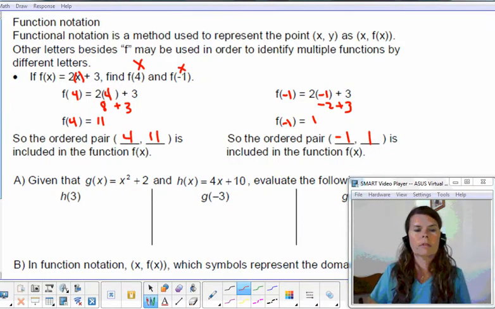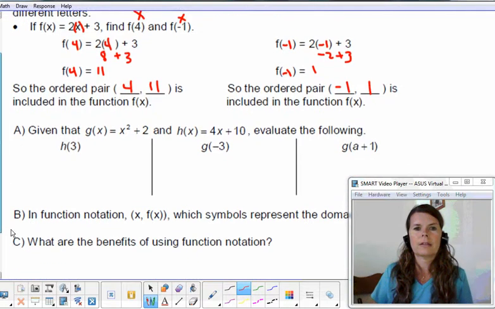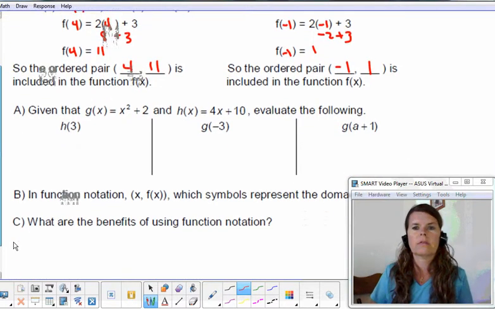So given that g of x, now it's the same thing. We're just using g instead of f. Don't let that confuse you. In that g of x equals x squared plus 2, and h of x is 4x plus 10, this is just another function. This is a function. This is a second function.